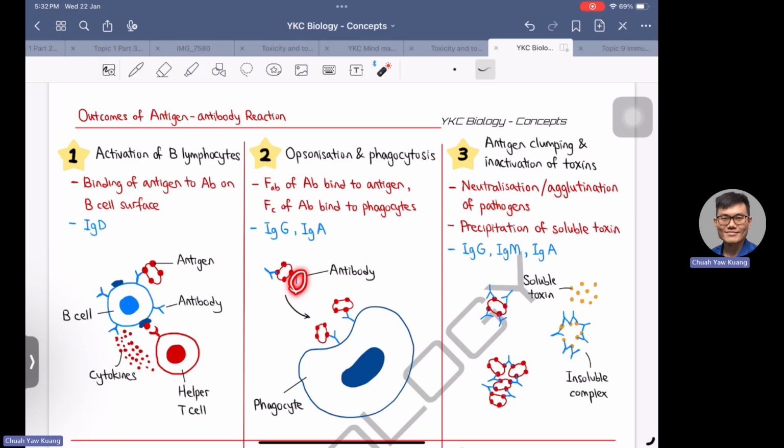So the antibody in this case is acting as the opsonin. It's acting as the opsonin to cause the bacteria or the pathogen to be phagocytized. So this process is the so-called opsonization. IgG is normally a very strong opsonin, while IgA is a weaker one.